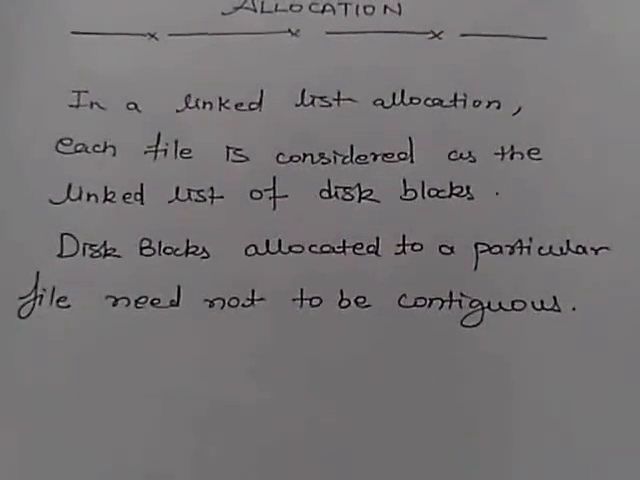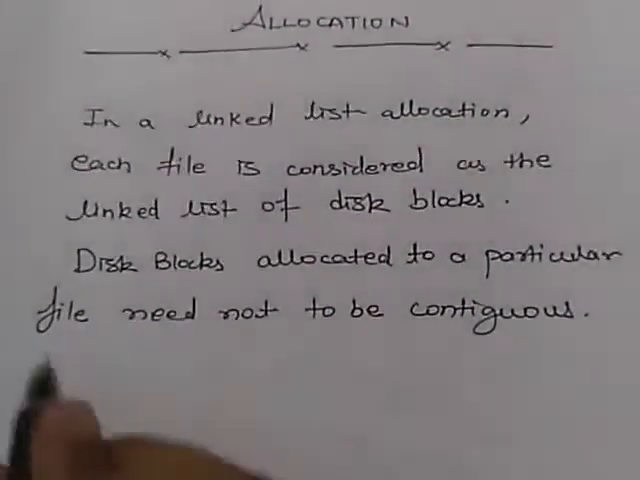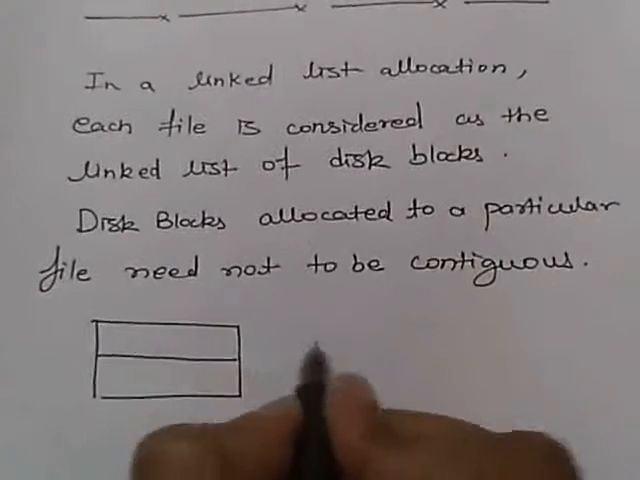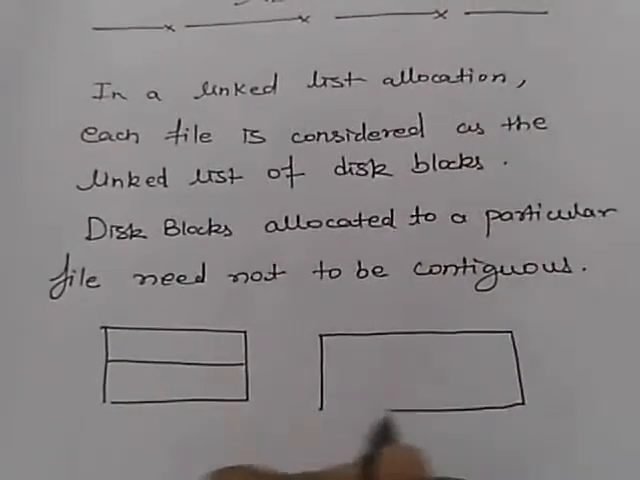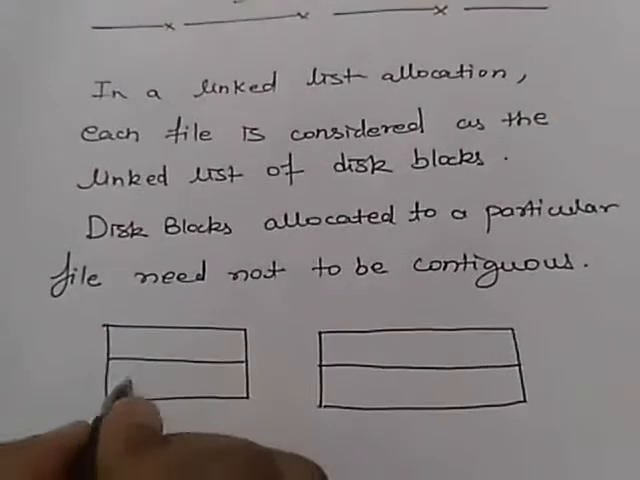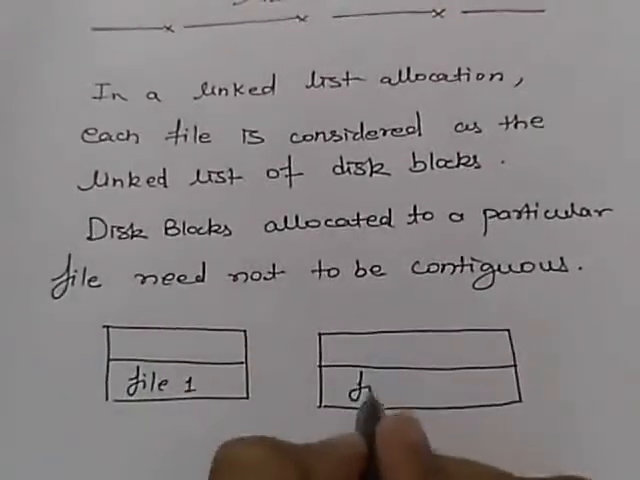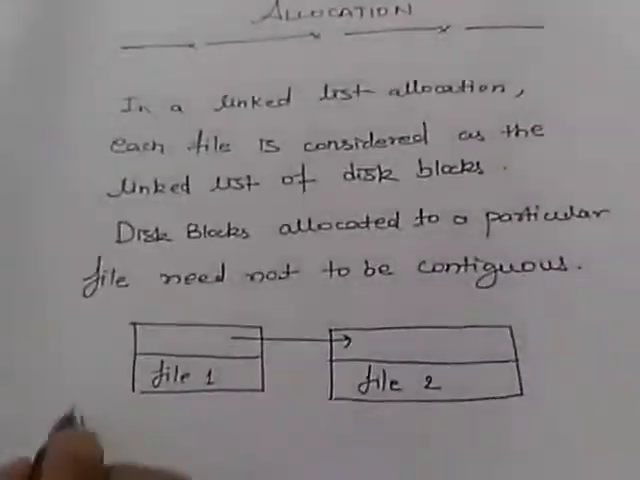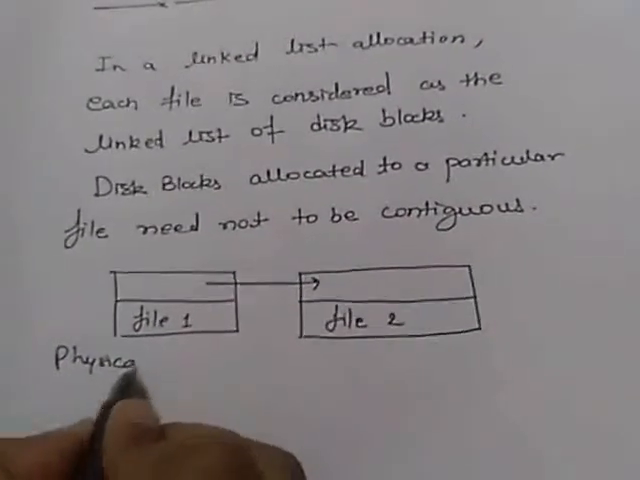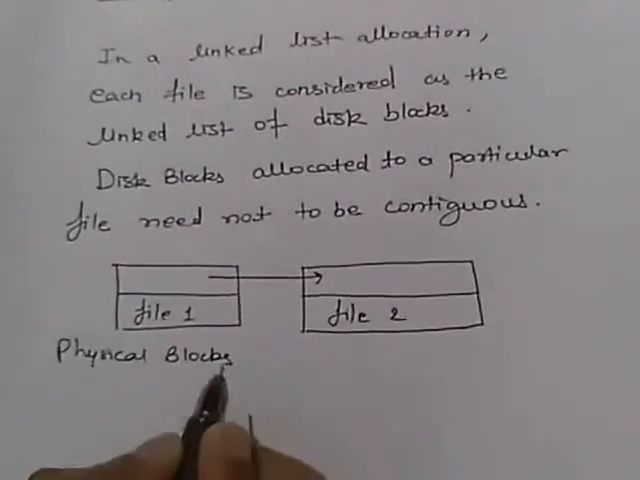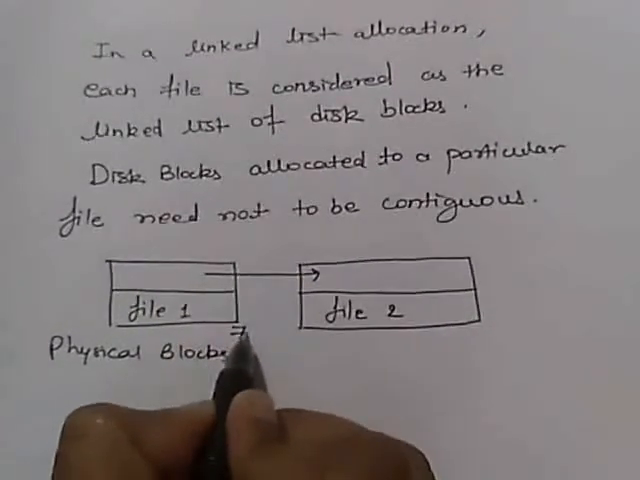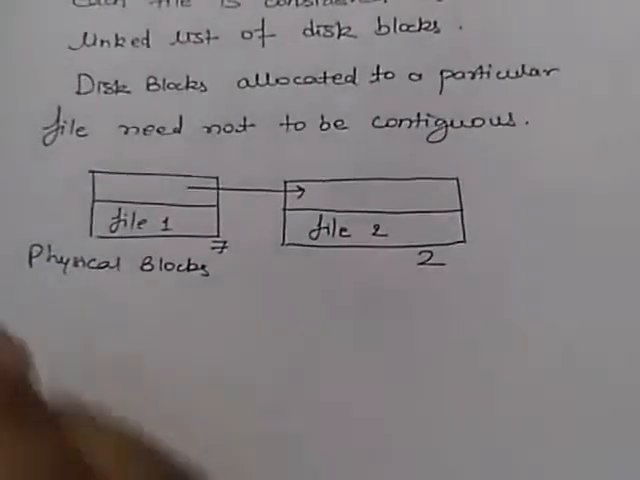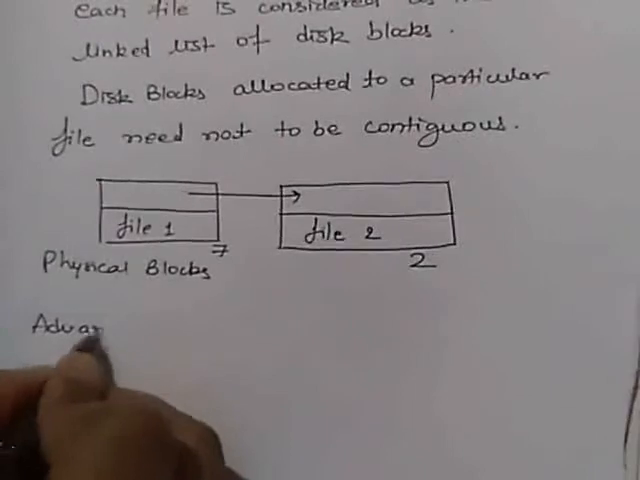Now, let us understand the linked list allocation. Now, in this, the information is saved in a block. For example, we have a file 1, we have a file 2, and this is linked to this file, and these are the physical blocks. And for example, this is the memory block number 7, this is the memory block number 2.